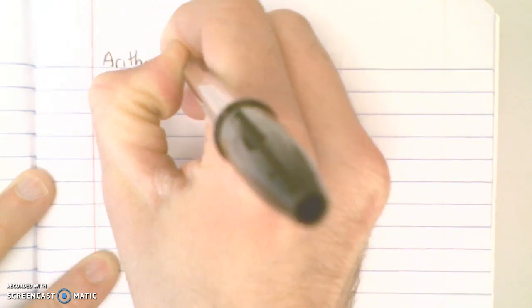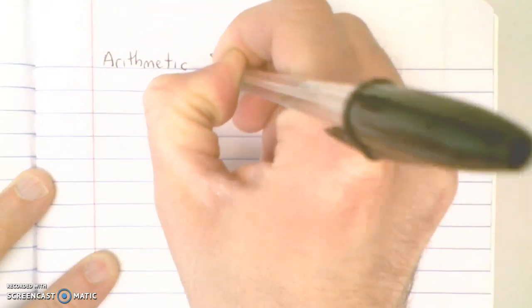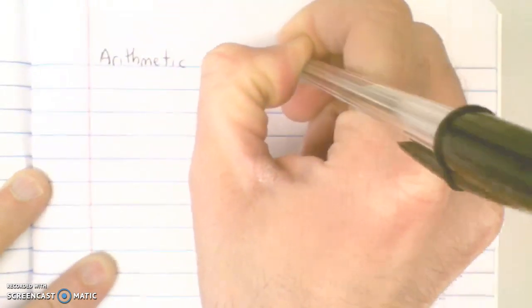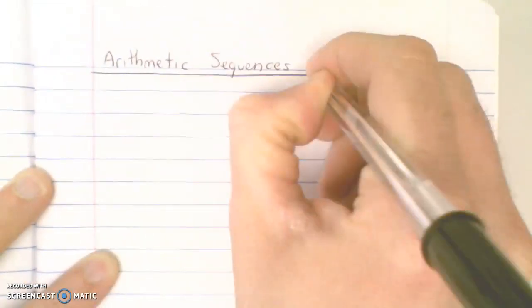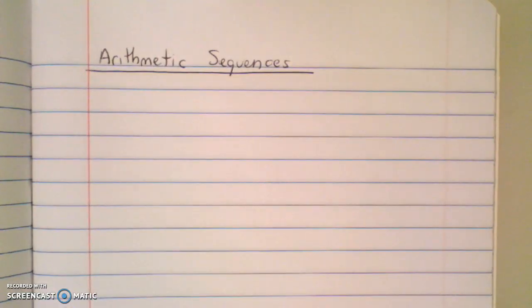All right, in this video, we are going to focus in on arithmetic sequences. So we've kind of already discovered two types of sequences, arithmetic and geometric. So now we're going to follow along with some properties of arithmetic sequences. So make sure you put today's date.